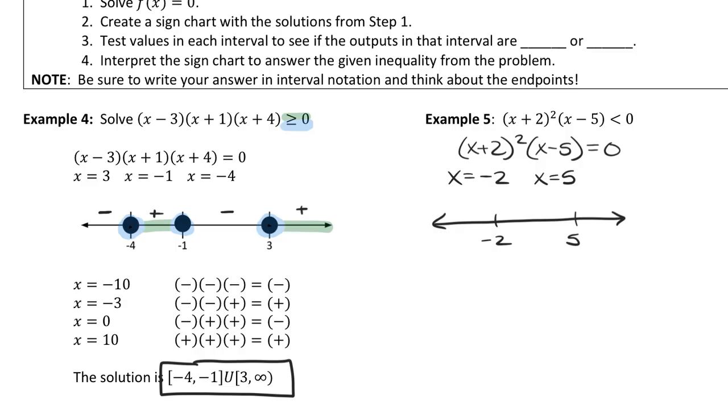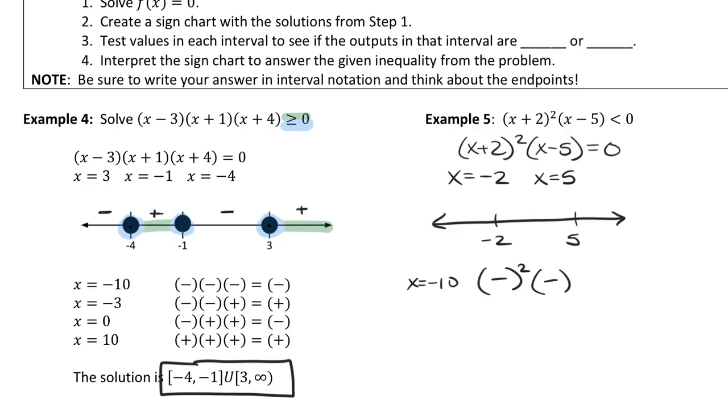If I'm plugging in -10, it's like I'm doing -10 plus 2, like I'm plugging it in right here. What is -10 plus 2? -8. So a negative number. I don't really care about the 8 part. I care about the negative. That parentheses is squared. So I'm going to square my little negative sign. If I put -10 right here, what's -10 minus 5? -15. Don't care about the 15, care about the negative.